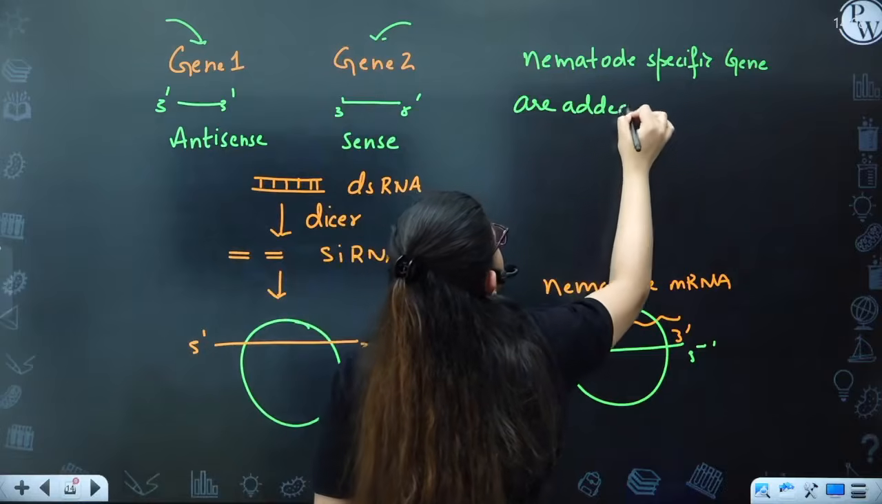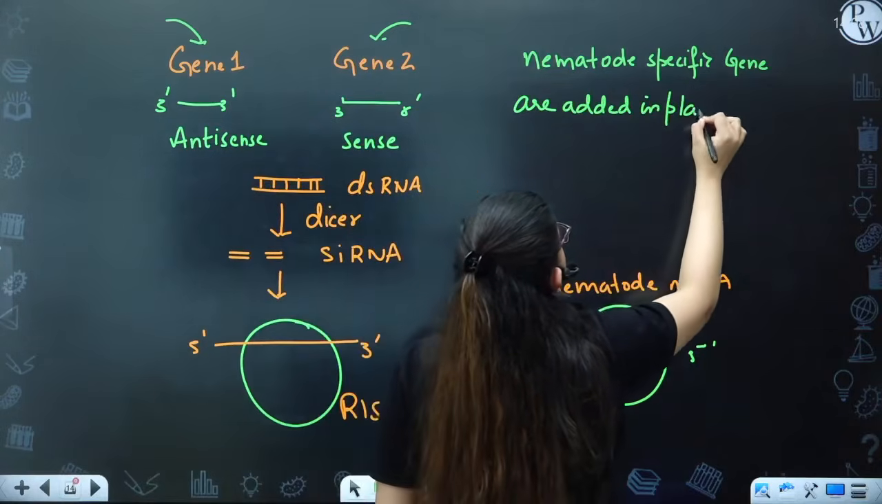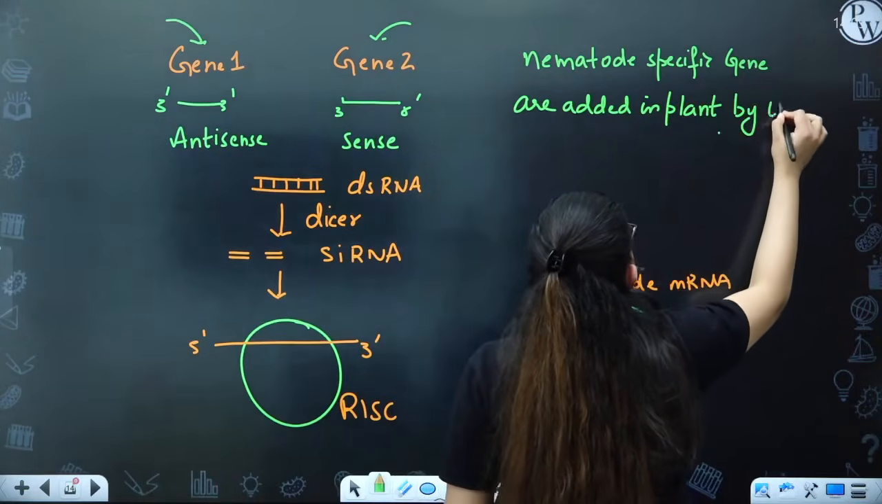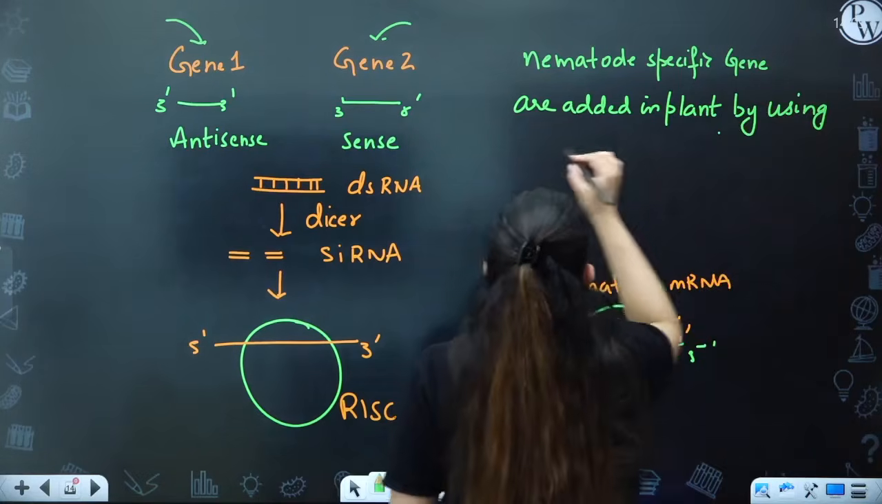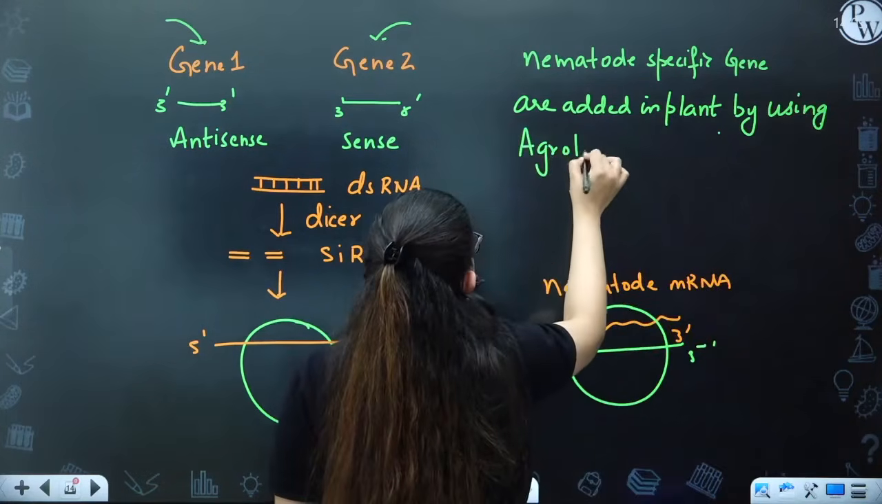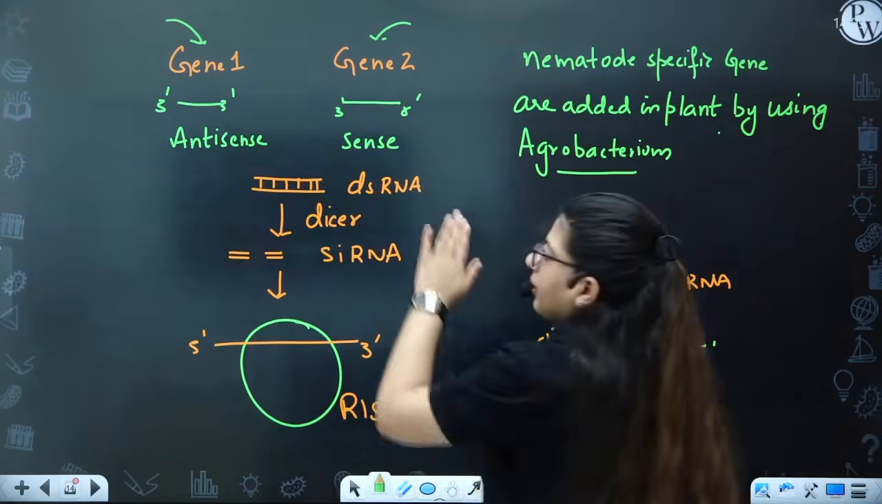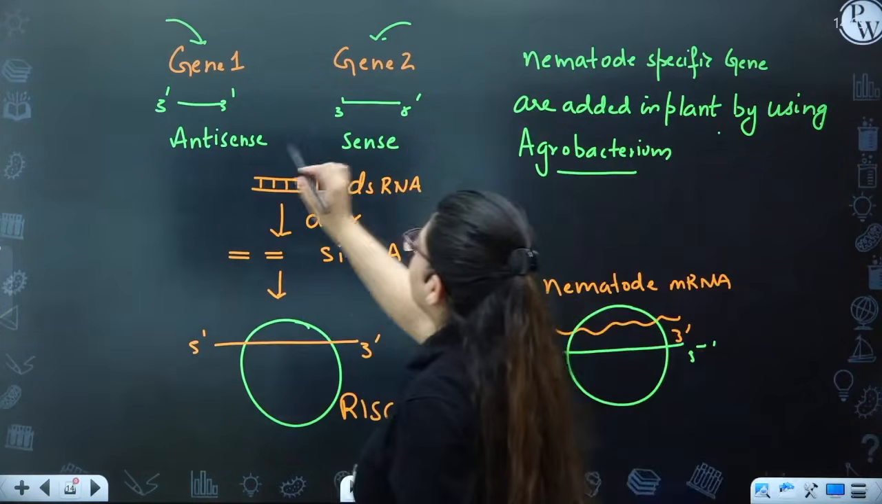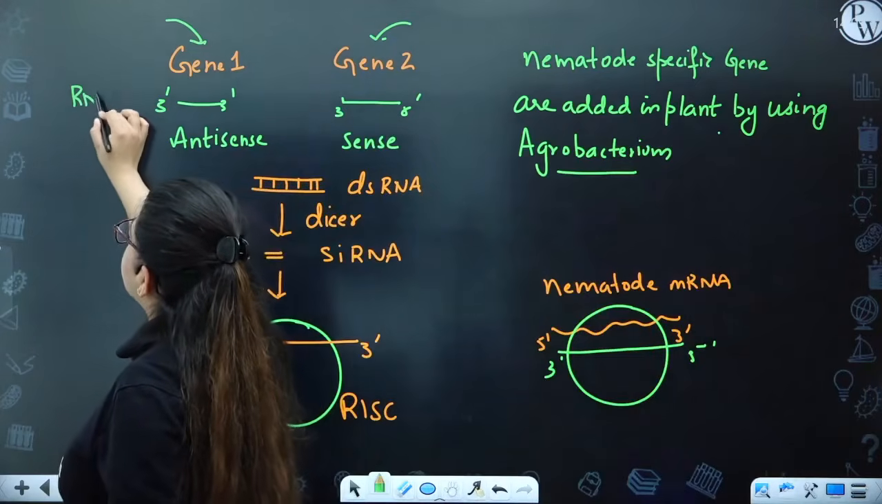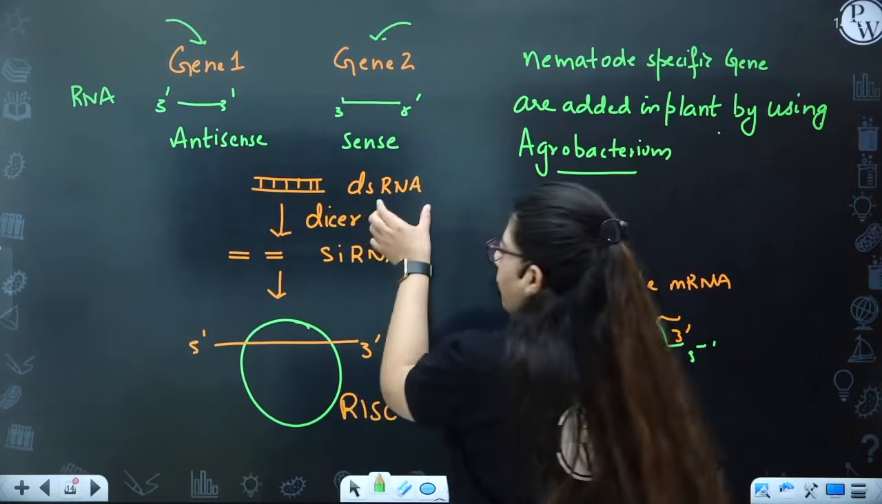I'm writing it here. By using Agrobacterium, because it's a plant. So we have added genes in such a way that they're producing both sense and antisense strands of RNA. These are RNA, and since they are complementary to each other, they will form double-stranded RNA.